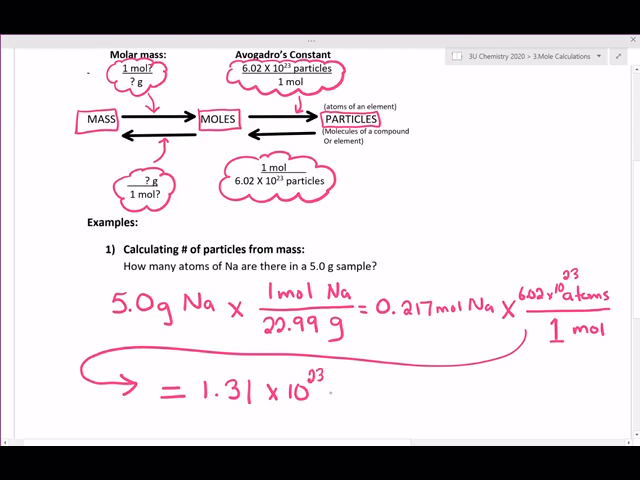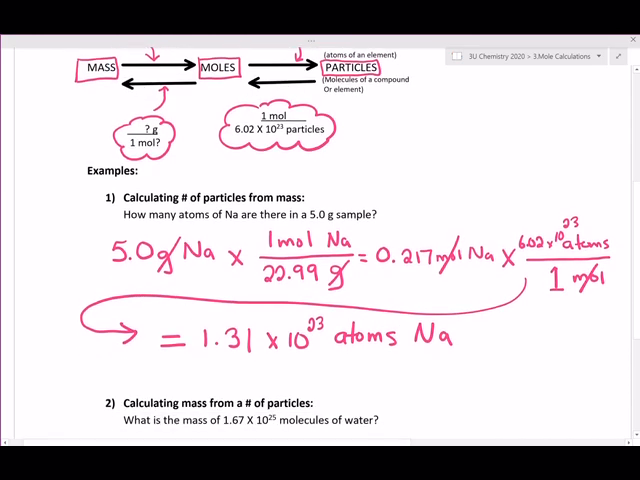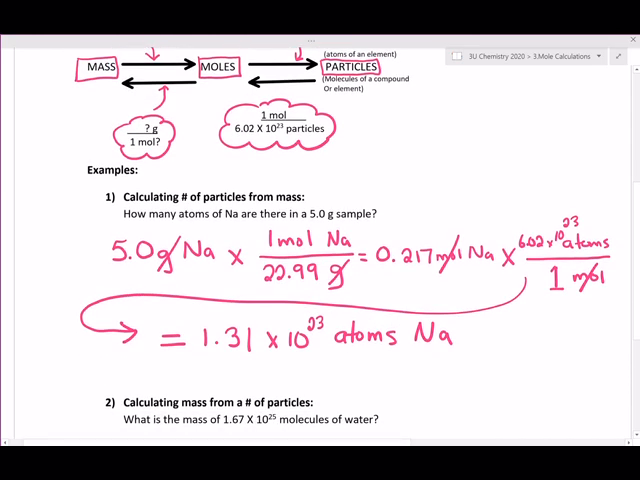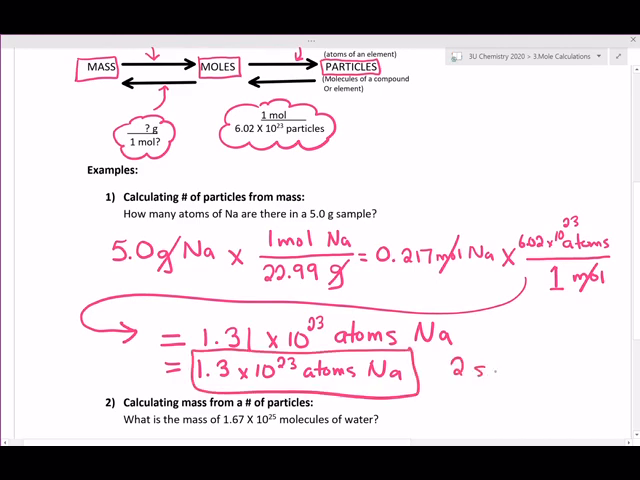And at this point, our unit that is left, grams canceled here, we had moles left, which was here. Now moles got canceled. What do we have left? Atoms. And of course, you should always write what it is we're talking about. So atoms of sodium. Now, significant digits. 5 grams had 2, so really the best answer is going to be 1.3 times 10 to the 23 atoms of sodium. Expressed to 2 sig digs.